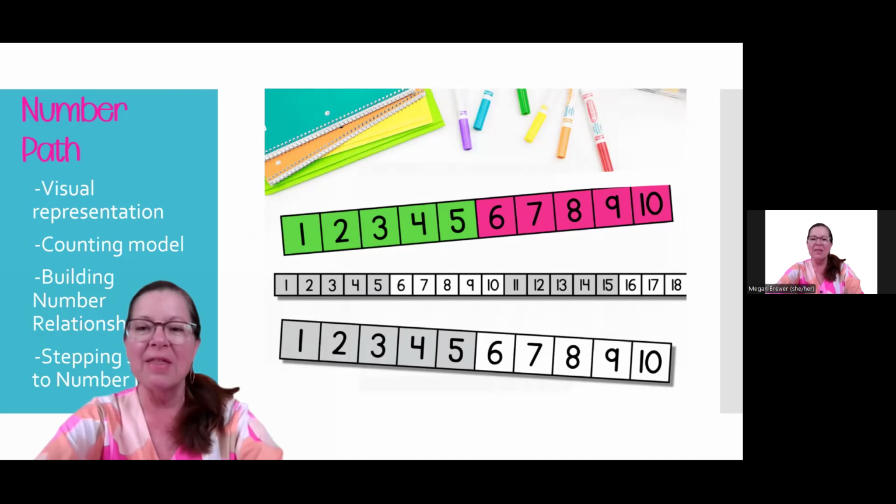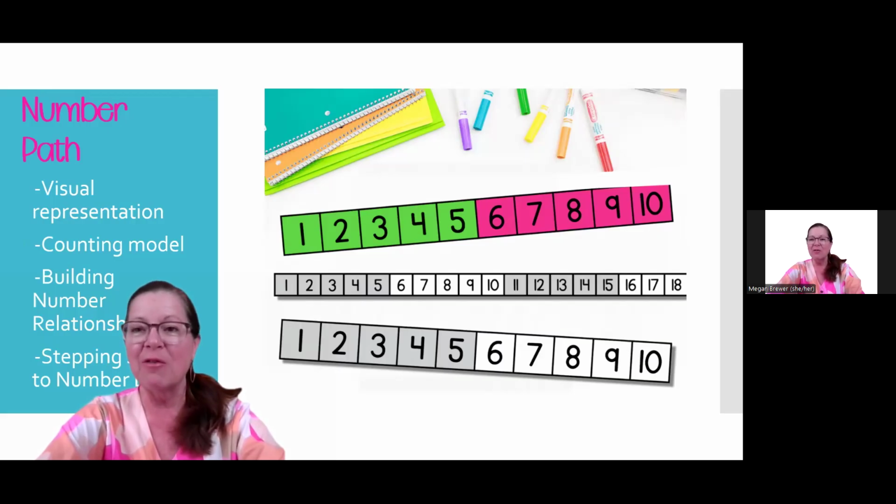A number path is a visual representation of the counting system, where numbers are arranged sequentially in a linear fashion, typically with each number represented by a distinct space or rectangle. It's a tool used in early math education to help children learn to count, understand number relationships, and grasp the concept of one-to-one correspondence.